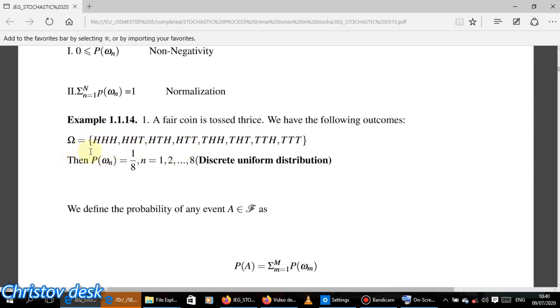So the probability of any one outcome is only 1/8. It happens that every outcome has a weight of 1/8. All the outcomes in there have a weight of 1/8. So this is the measure. This is the probability measure you put on the sample space.